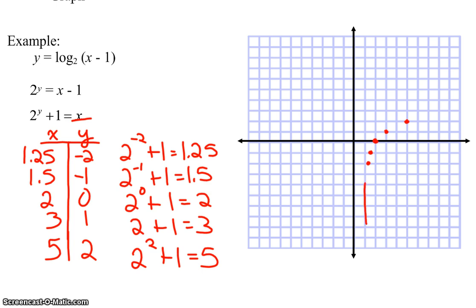Now, if you remember anything from the earlier chapter, which I hope you do, and you think of exponential functions, remember an exponential function would have looked something like this. And this one is actually the reflection over the line y equals x, which is what all of our inverse functions do. They reflect over the line y equals x.